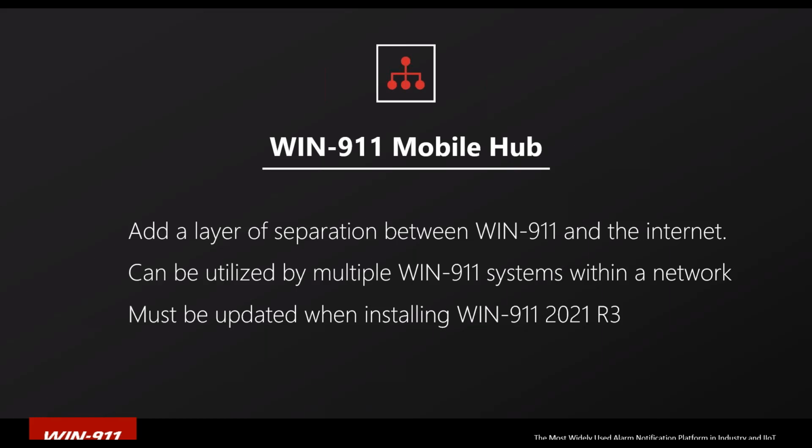If you do set it up and you have multiple Win-911 systems, they can all connect to it as well. Really, the reason I'm bringing this up is that if you're using the mobile hub and you upgrade to R3, you have to upgrade the mobile hub too. It will not work correctly unless you upgrade both together. Now, the mobile hub is backwards compatible with previous versions of Win-911, so if you do upgrade and you have other Win-911 systems that you didn't upgrade, they'll continue to work. So you don't have to worry about that.